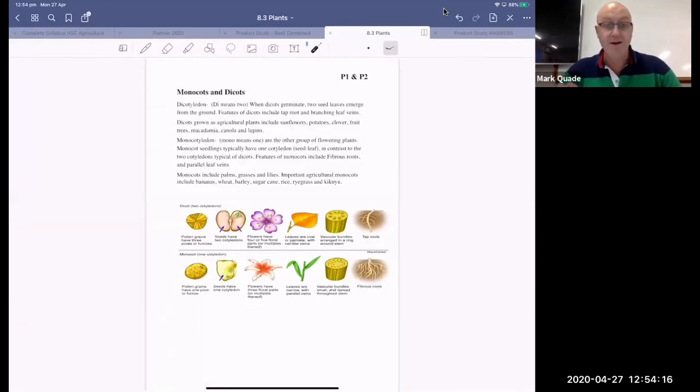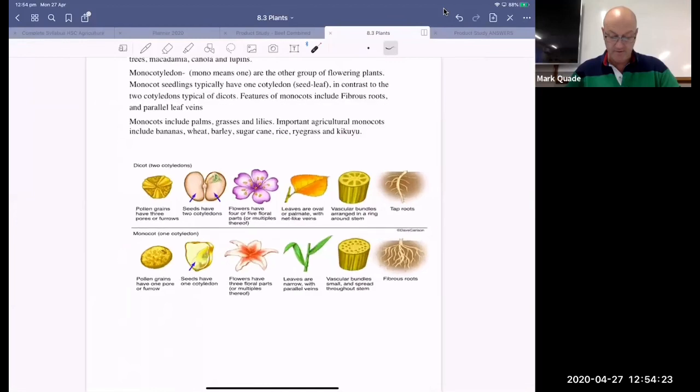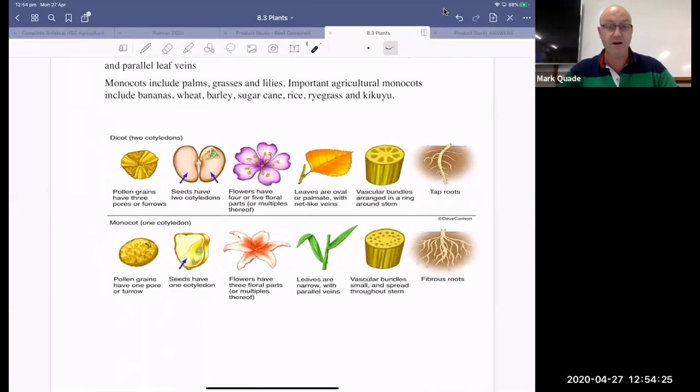Okay, now this is the bit where we're talking about monocots and dicots. Now, we've kind of gone over a lot of this stuff. Have a look at our diagram here. The only thing we haven't looked at is the pollen grains, because that's a little bit more random. We don't really need to know that.